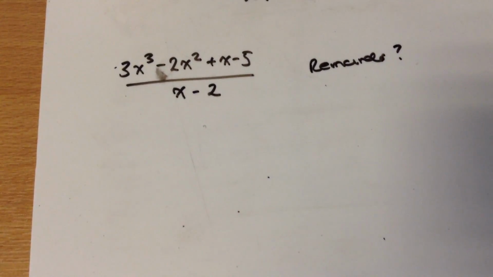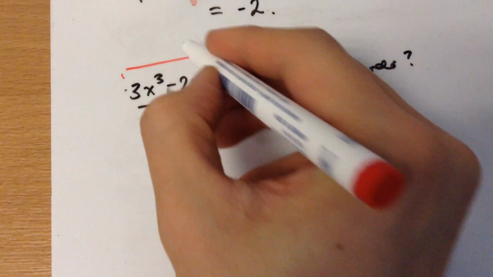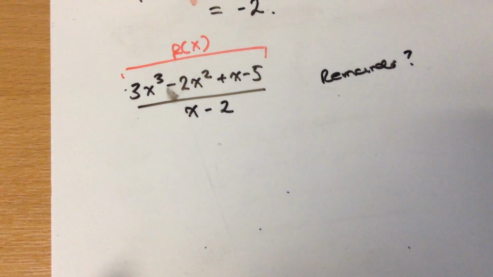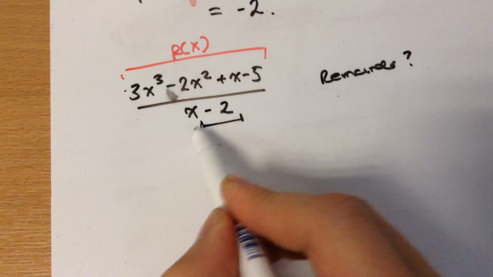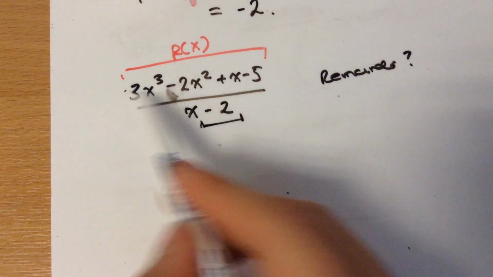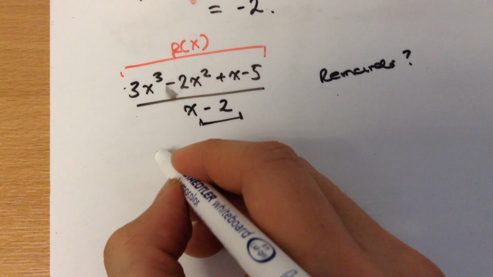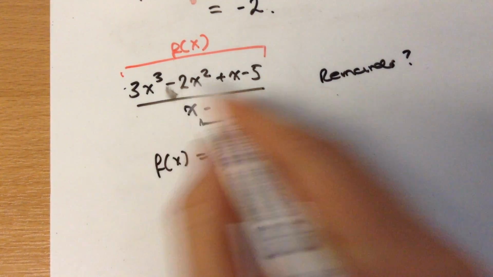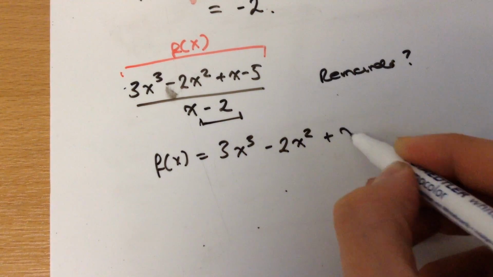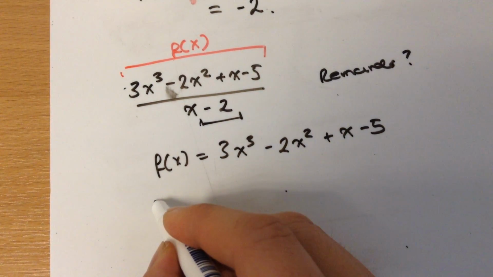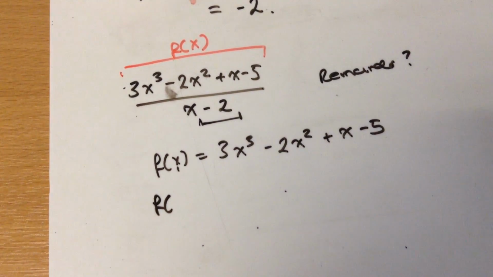So the function, the equation on top, this 3x cubed minus 2x squared plus x minus 5 is my function of x. And what I want to do is take the number on the bottom, the x minus 2, flip the sign to be a positive 2, replace the x with positive 2, and that will give me my remainder. So my function of x is my equation on top. I replace the x with the opposite sign of the number on the bottom, so the minus 2 becomes a positive 2.